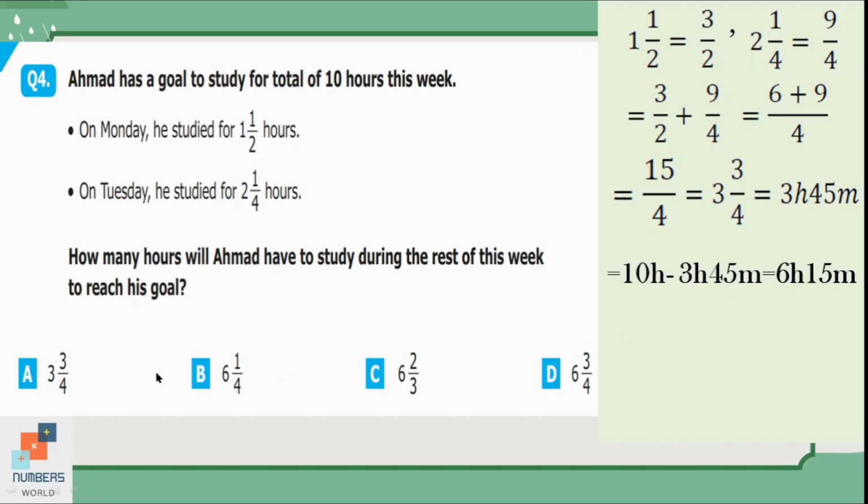If we look at all our options, the options are in the form of mixed numbers. So we will convert 15 minutes into a fraction. 15 minutes of an hour can be written as 1 by 4. So option B is the correct option.